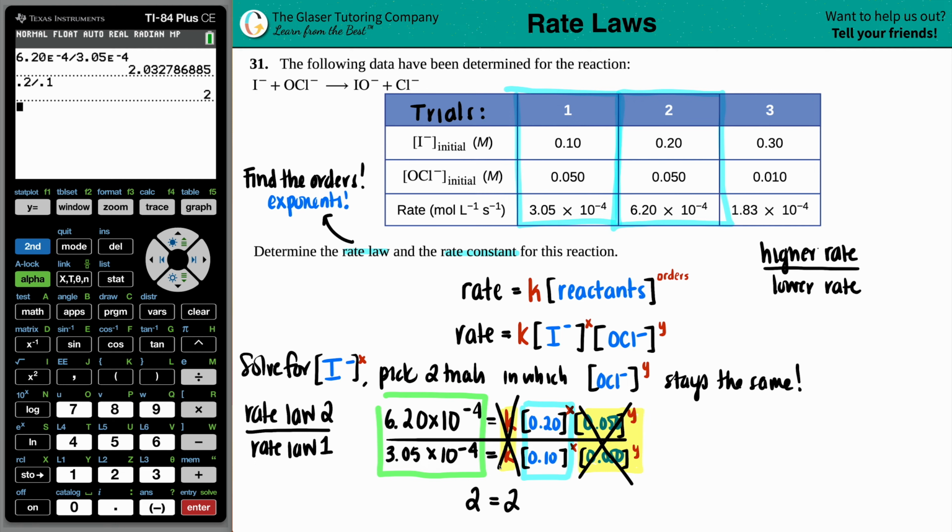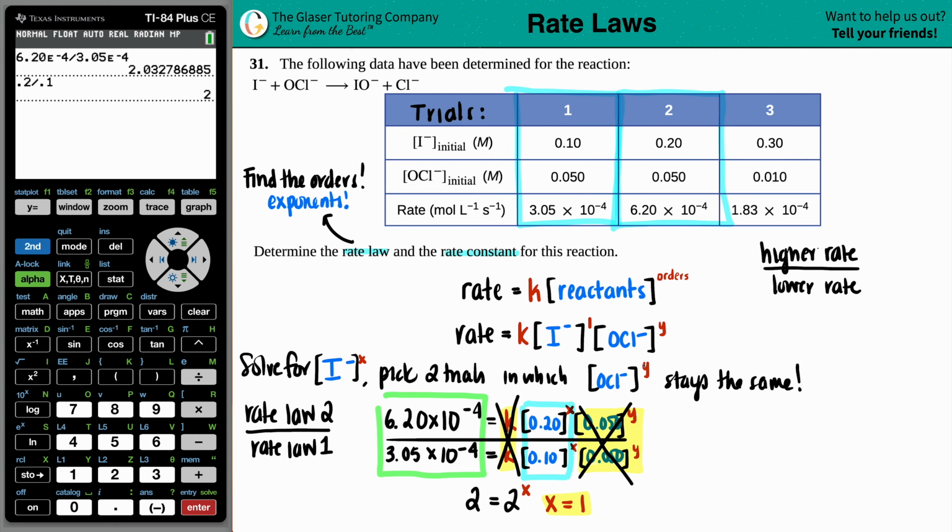And this is raised to the x. So you say to yourself, 2 to the what will get me 2? Yeah, you got it. X in this case is going to equal 1. So we just found out the order for the I minus. So we know now that this x value is going to be a 1. Okay, so maybe what I'll do is erase this and just put a 1 here.